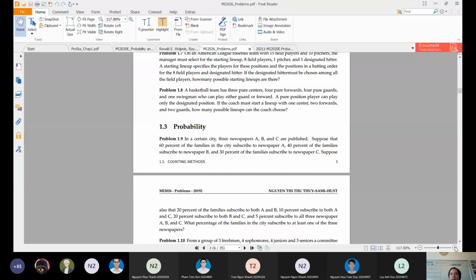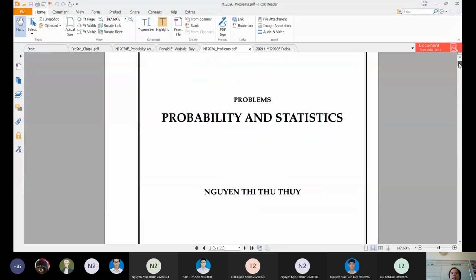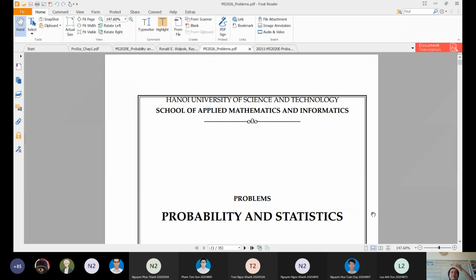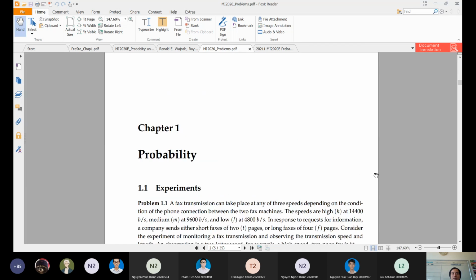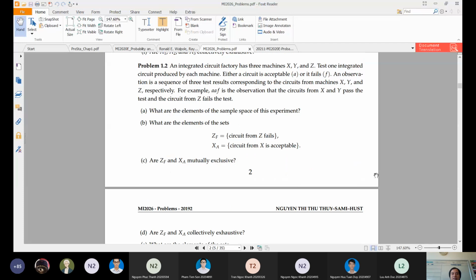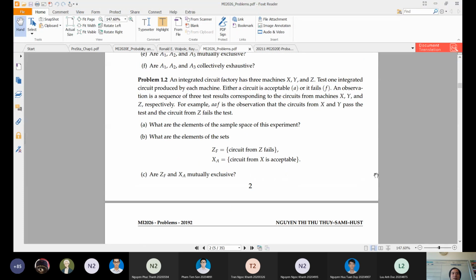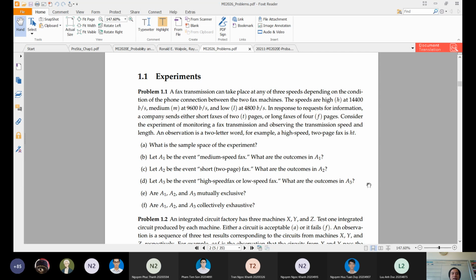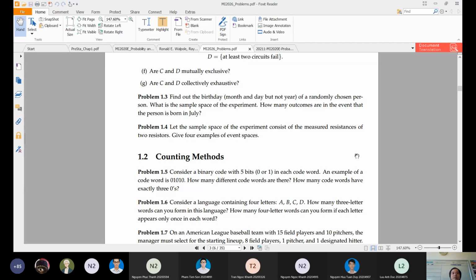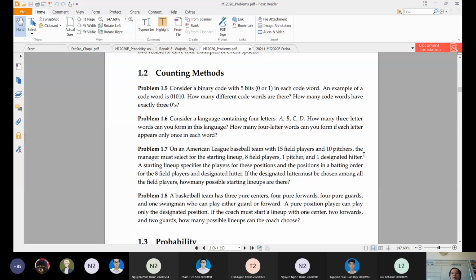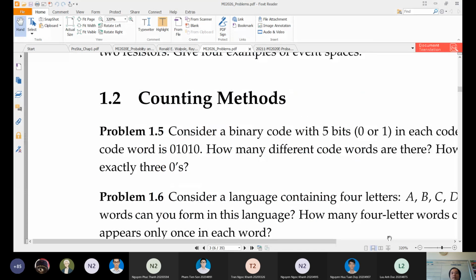Can you see my screen on the problem set? Can you see it? Yes. Yeah. So now we need to do some problems on counting techniques. Okay. About the problems on experiments, I think you can do it at home. You can write it down by your handwriting. Okay. And the difficult one. Okay. And now we consider some problems on counting methods.